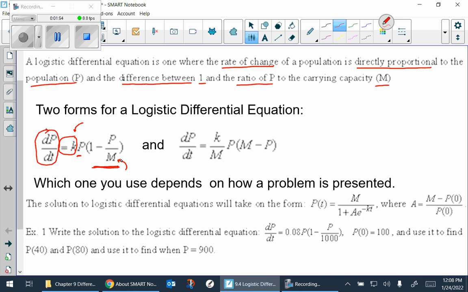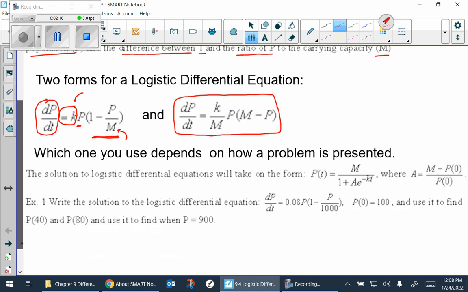Now, a different form of that equation is this right here. And it's difficult for me to tell you which form you're going to be using. It all depends on how the problem is presented. Now, let's do an example.